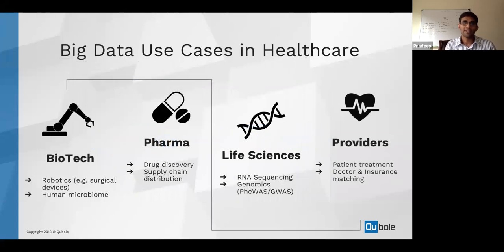If you look at the different use cases across verticals in healthcare, be it biotech, pharma, life sciences or providers, you see a wide variety of use cases, but all of them have one common theme. They are trying to leverage billions and billions of data points and solve a variety of use cases.